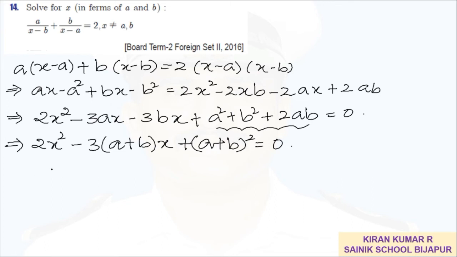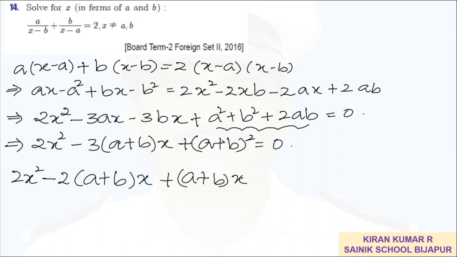Look at this. We have to get the product as 2 times a plus b whole square and the sum as 3 times of a plus b. So this is using common sense. I'll write it as 2x square minus 2 times of a plus b times x minus a plus b times of x, plus a plus b whole square equal to 0.